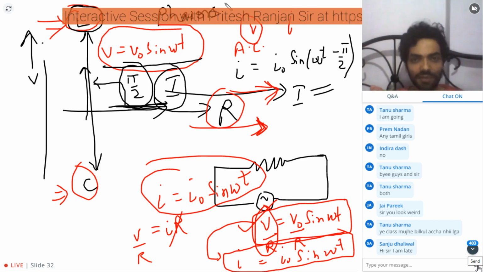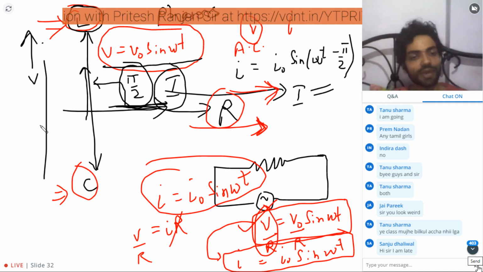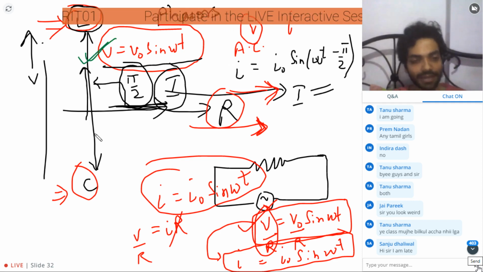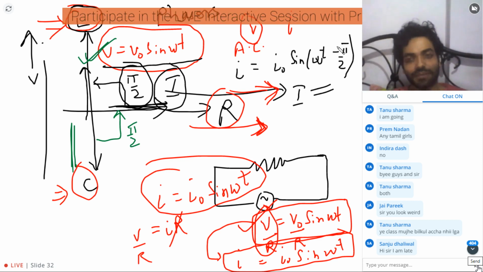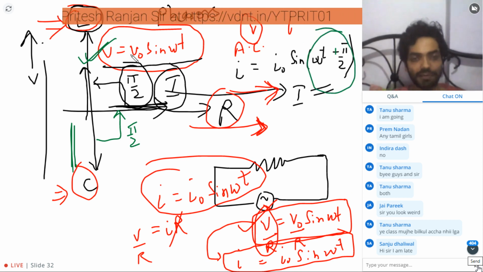Similar will be the case for a capacitor. For the capacitor also, let us fix the value of V equals V naught sine omega t. As you can observe, V is across this, and current now leads this voltage by an angle of pi by 2. So in the case of the circuit with a capacitor connected to an AC source, I will have the value of current as I naught sine omega t plus pi by 2. Only this change I need to make with the help of phasors.